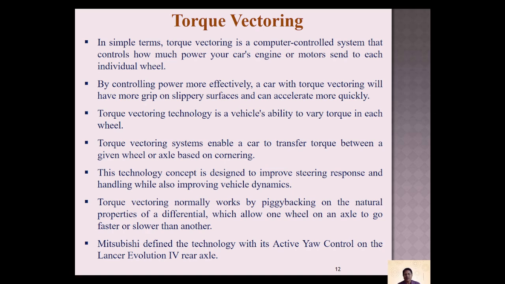It normally works by piggybacking on the natural properties of a differential, which allows one wheel on an axle to go faster or slower than another wheel. Mitsubishi defined the technology with its active yaw control on the Lancer Evolution 4 rear axle vehicle.